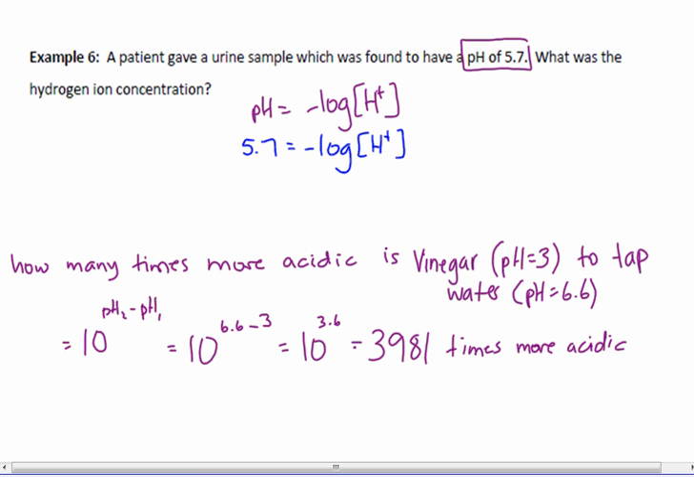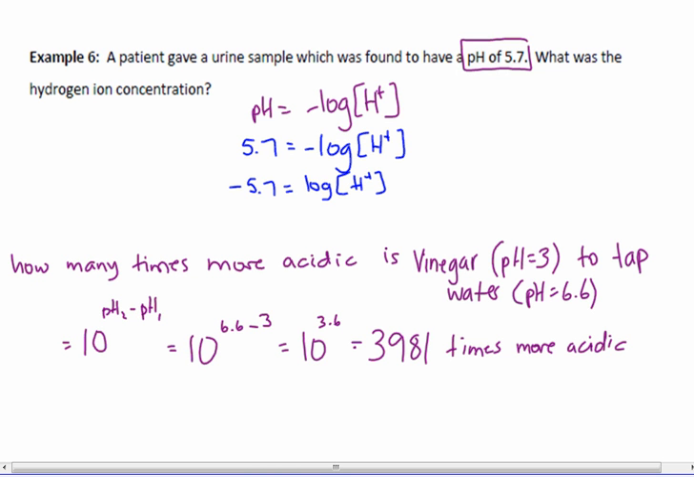Exponential. Okay, can I go straight to changing it to exponential, or do I have to do something first? Is there anything wrong with this, or can we go straight to exponential? The negative in front, the log has to be by itself, so where do we put it? The other side. So negative 5.7, which I think you guys had the formula, log of your hydrogen equals negative pH. Is that what you had before, maybe? Okay. So now we can change this to exponential.